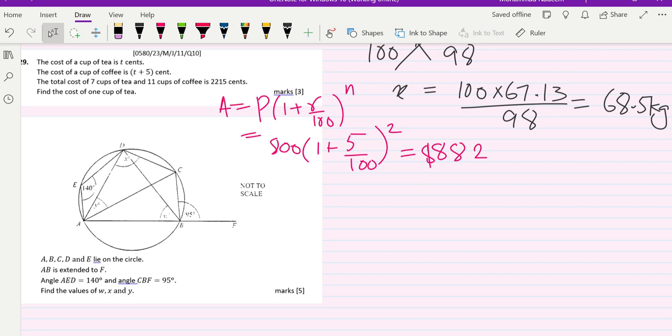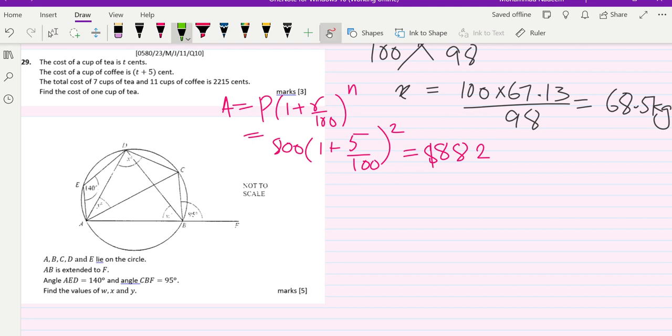So 1 cup of tea costs t cents, and they are buying 7 cups of tea. So we multiply the price with the quantity. The quantity is 7, so it will be 7 times t, plus the cost of the coffee. They are buying 11 cups of coffee, and 1 cup of coffee costs t plus 5 cents. Then the total cost means when you add the cost of both the coffee and tea, they add up to 22.15 cents.